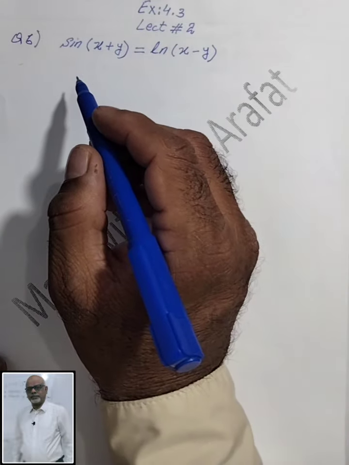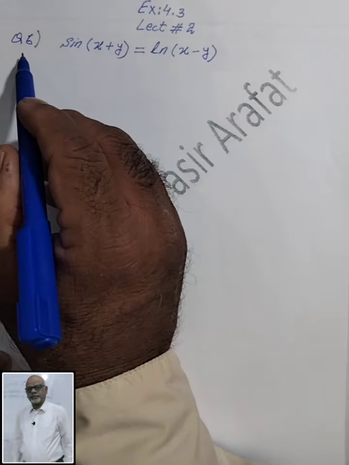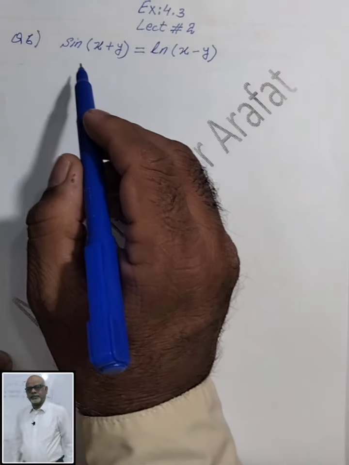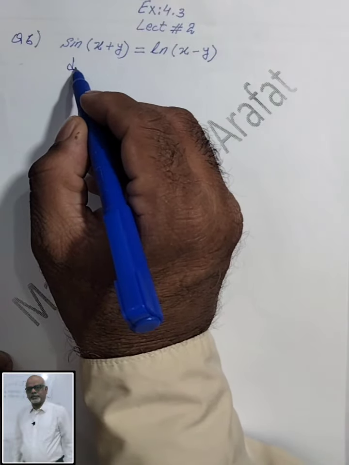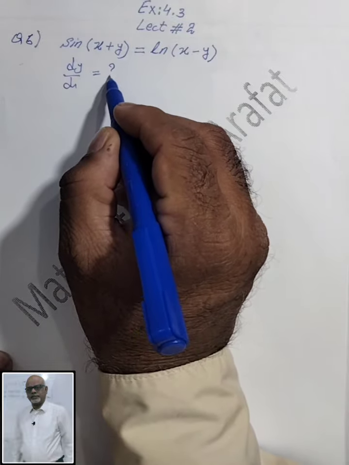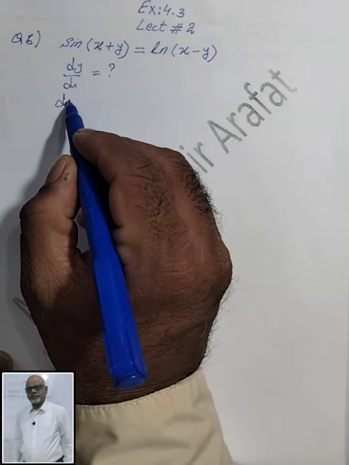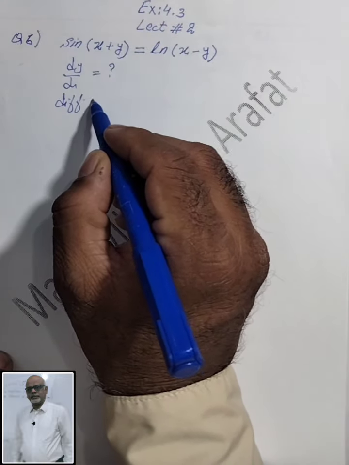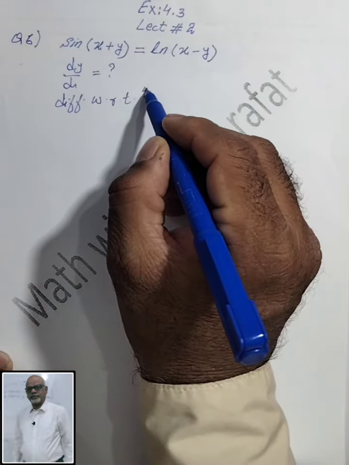Okay boys, now come to another important question of exercise 4.3, that is question number 6, and here we have to find out dy upon dx. We have to find out here dy over dx. So differentiate this equation with respect to x.